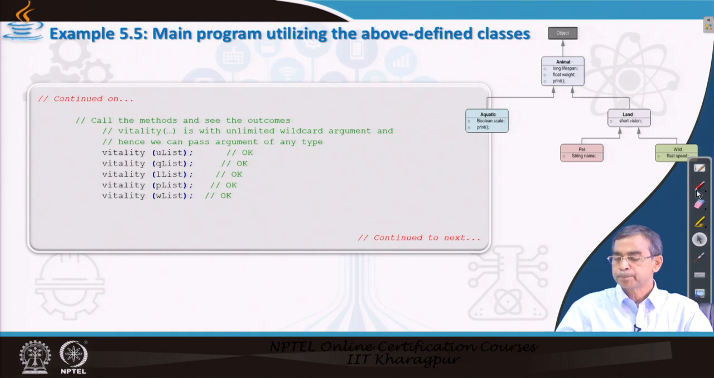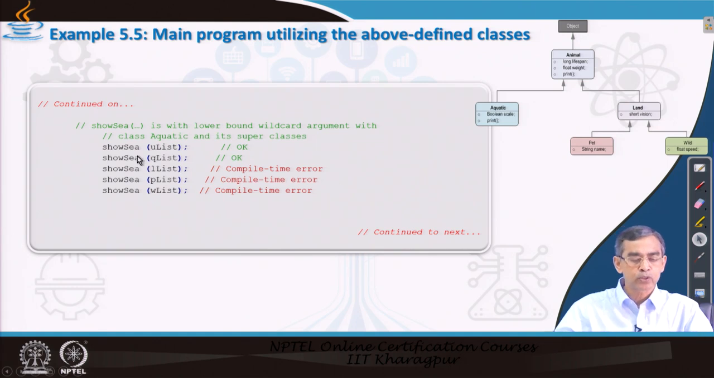Now, here you see the vitality method we have declared with the unlimited wildcard arguments. This means that it is applicable to any list whatever it is. So, all the calls are applicable to this vitality method. However, if we call the methods which are declared in each class, it may work depending on the arguments or its bounding. Now, here is one example that you can see.